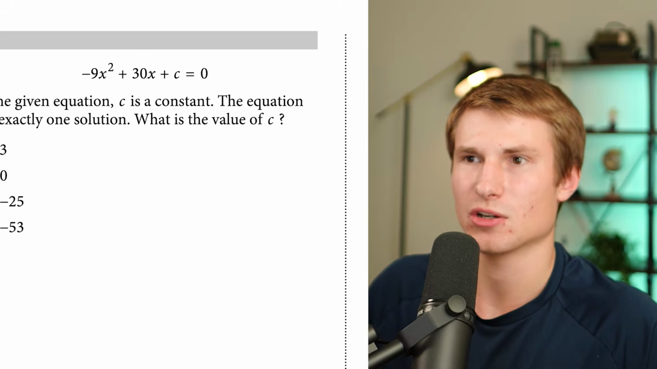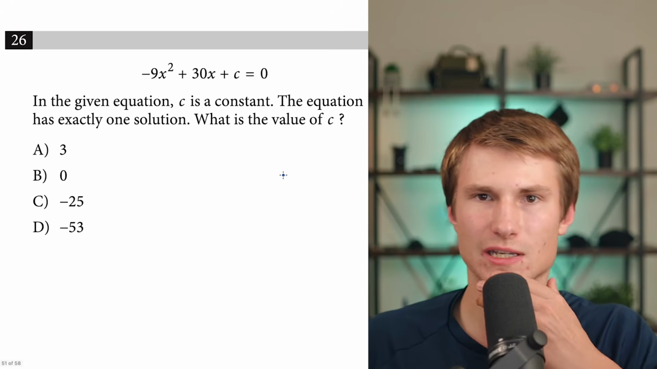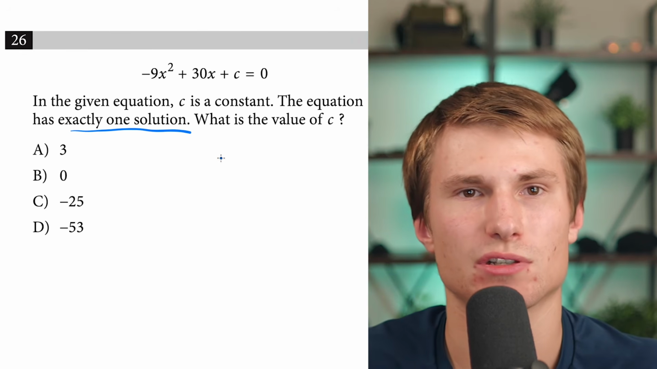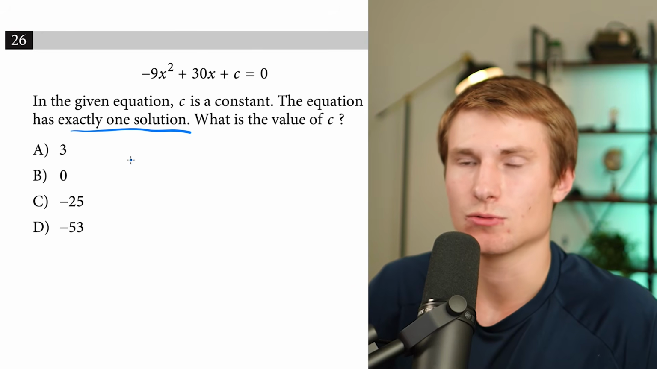All right, here is going to be question number 26. We've got, in the given equation, C is a constant. The equation has exactly one solution. What is the value of C? If it's got exactly one solution, then we know the value of b squared minus 4ac will be set equal to 0.